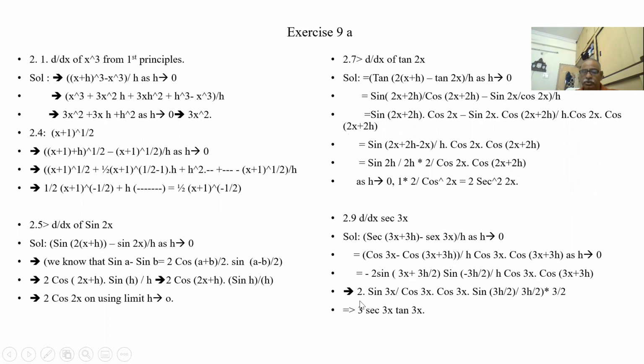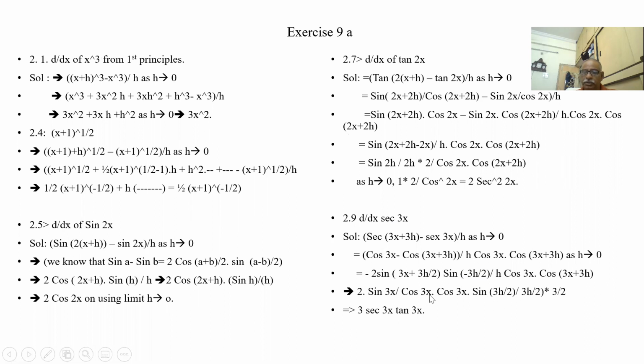So again, 2 sin 3x by cos 3x by cos 3x into sin(3h/2) by h. See, here we got sin 3h/2. Minus into minus becomes plus. So h I have written as 3h/2 into 3/2. So I have divided by 3/2 and multiplied by 3/2, so that this limit as h tends to 0 becomes 1.